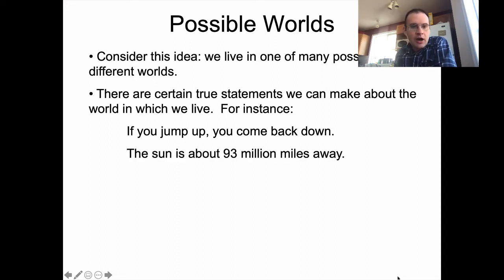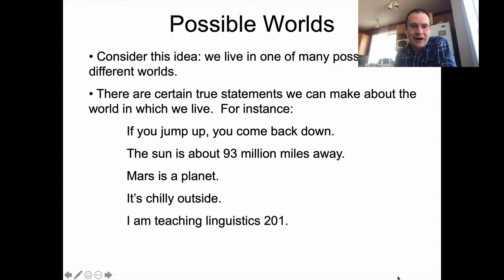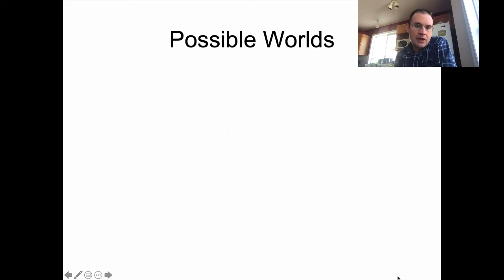Usually true. The sun is about 93 million miles away. Sorry, I haven't converted that into kilometers. It's probably something like 145 million kilometers away or something like that. Mars is a planet. It's chilly outside. That's true, although it's finally getting warmer. I'm teaching Linguistics 201, yes, but in an unusual way this time. Hobbits do not exist. All these things are true about this particular world in which we live.